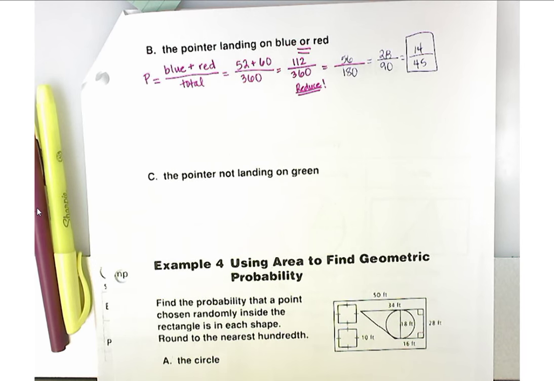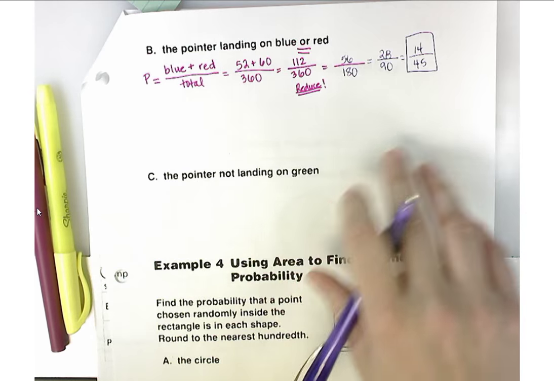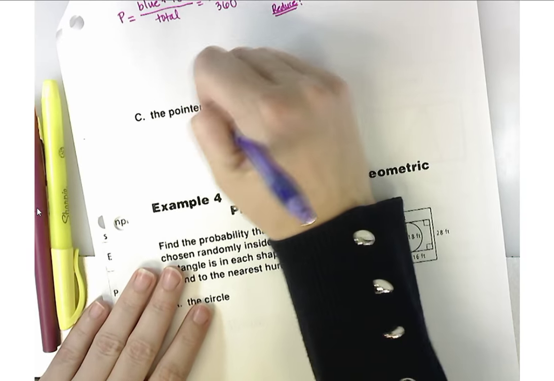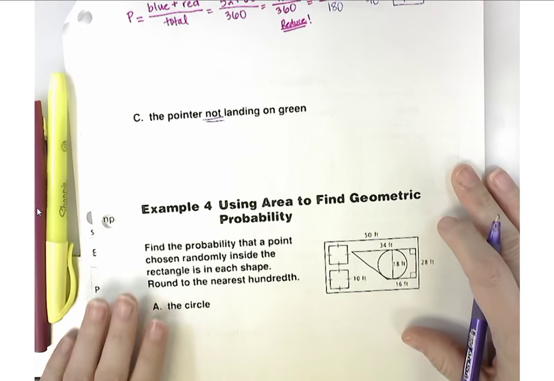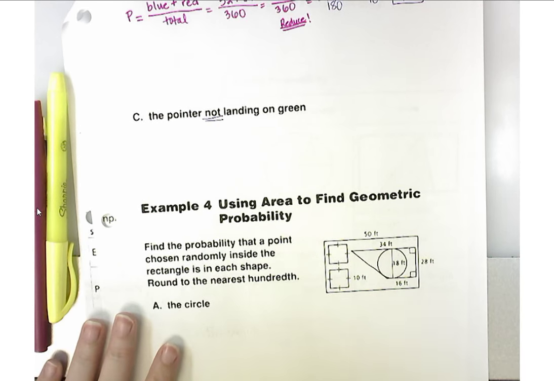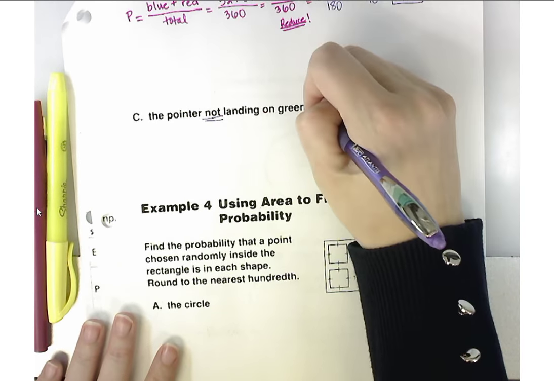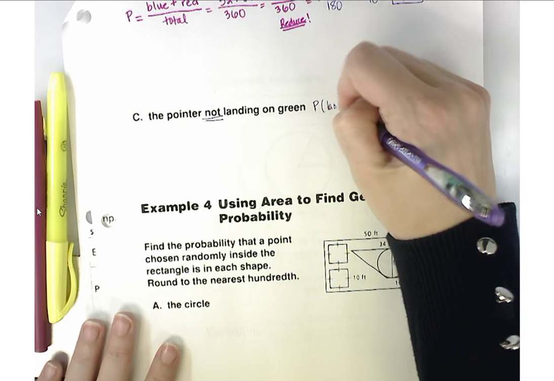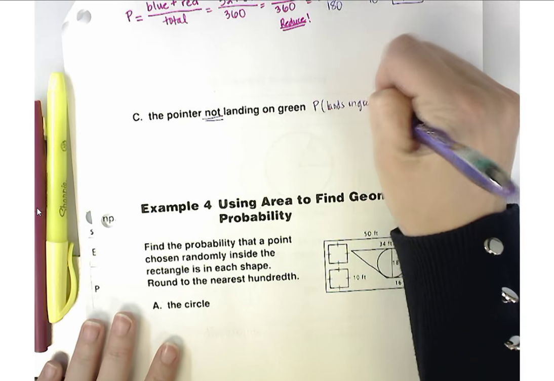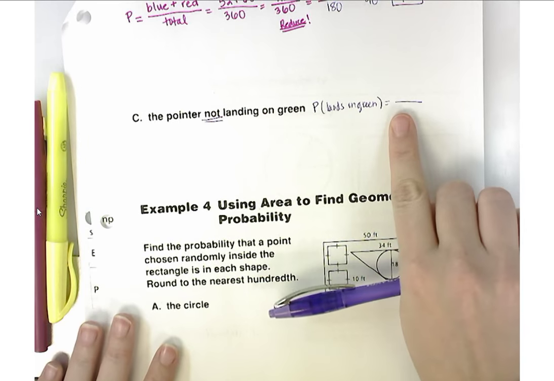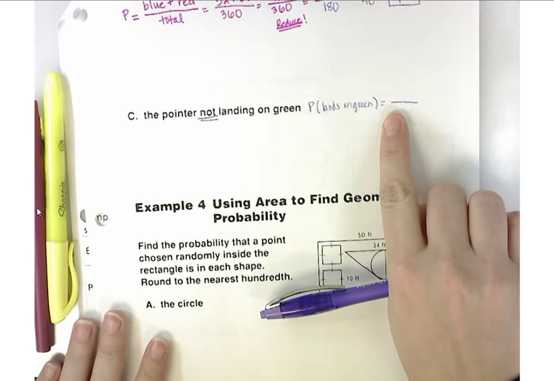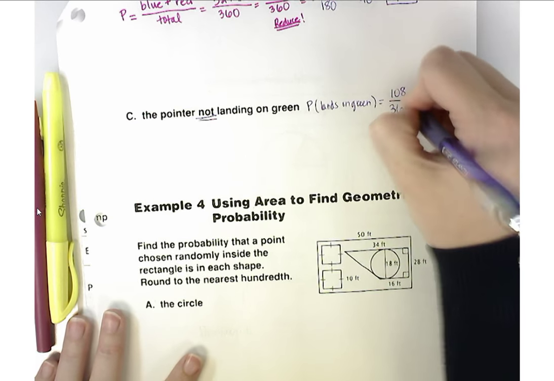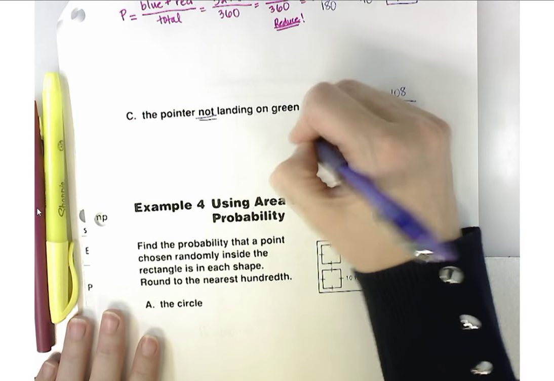Okay, now the next one says the pointer not landing on green. Okay, so we're going to do it with the complement. Let's do the probability that it does land on green. So one way you might see it written is you'll see probability lands on green. So what is our green space? How many degrees is our green space? 108 over 360.